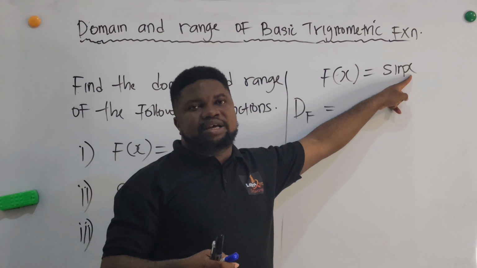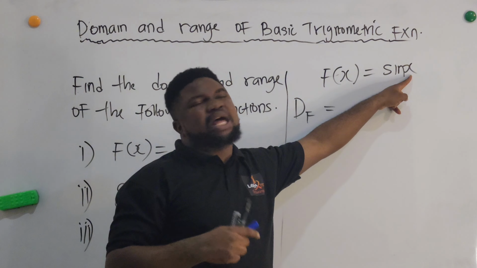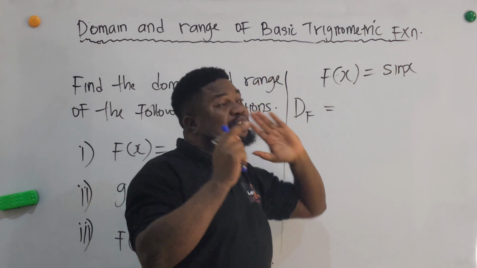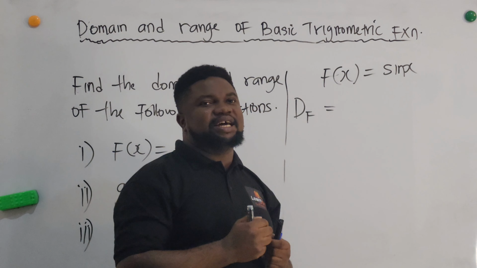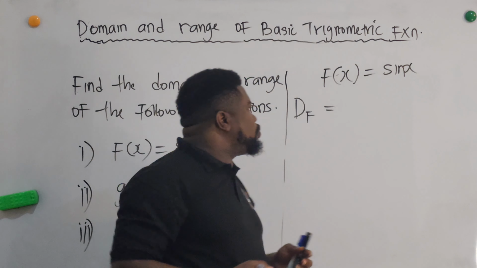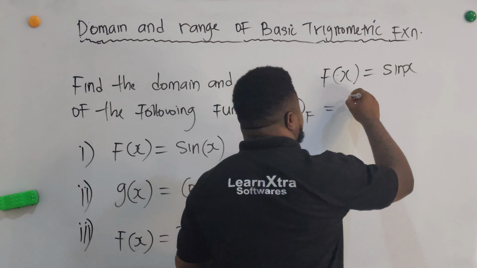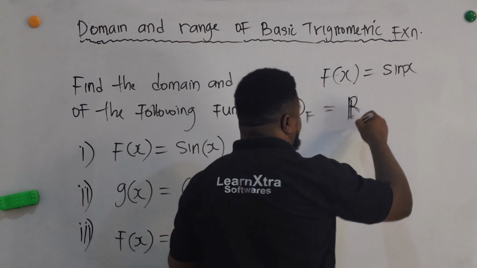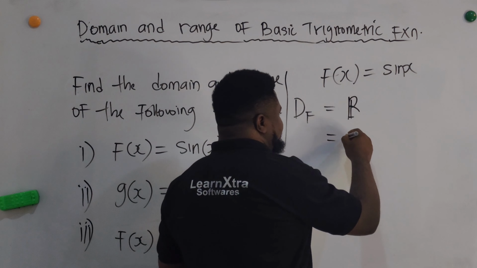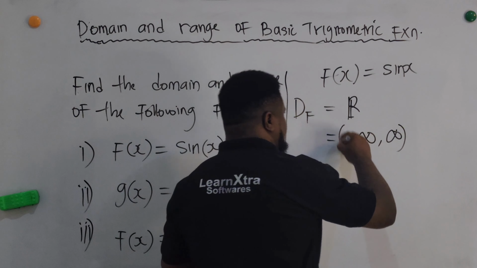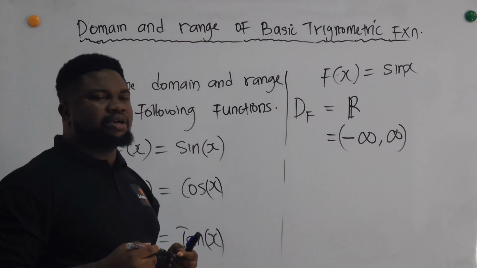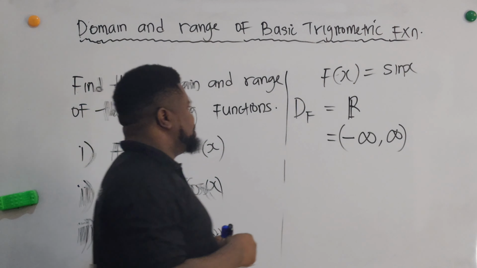200, 2,000, minus 4,000, 1 million. Everything you punch for sine must give you an answer. Because anything can work, we shall say that the domain is all real numbers, also written in interval notation as this. Very simple. Let's discuss the range.